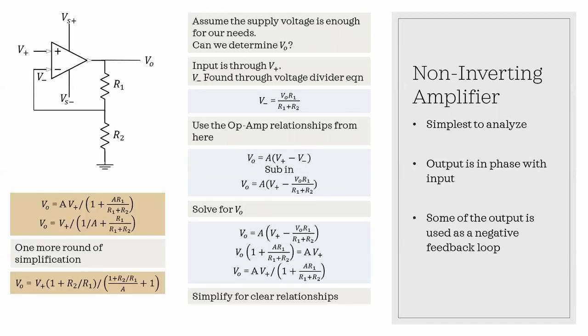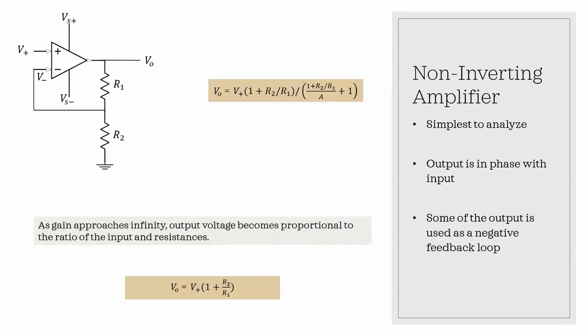After our simplifications, we see that V out is equal to V plus times a complicated relationship between gain and the voltage divider equation. So let's look at that a little more closely. And we're going to take into account our assumption of ideal amplifiers that our amplification factor A, or gain, is equal to infinity. As A approaches infinity, our equation is going to simplify to VO equals our input signal times the quantity 1 plus the ratio of R2 over R1.